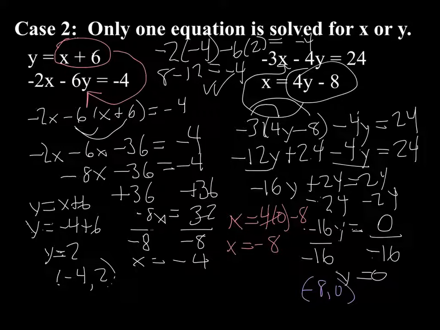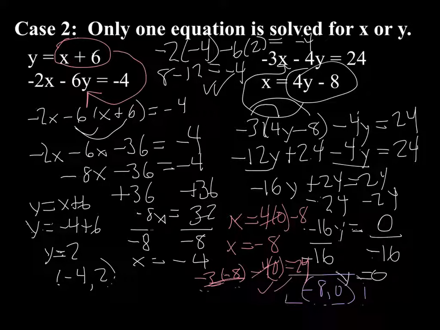And to double check it, we would put it into the original first equation here. We have -3 times -8 minus 4 times 0 is equal to 24. And this cancels out. This does equal 24. So we do double check and we're good there. Don't forget to box or circle your final answer.